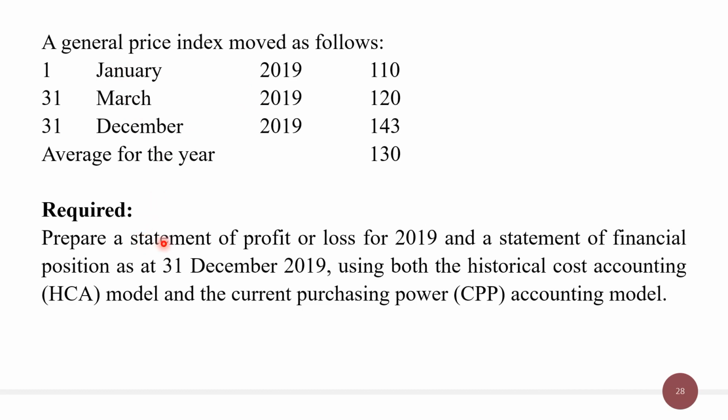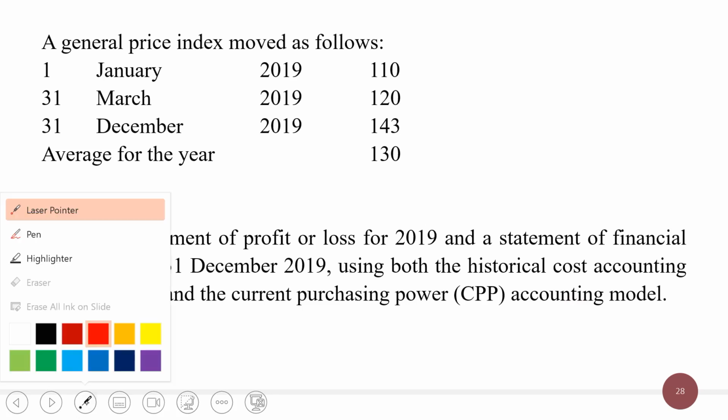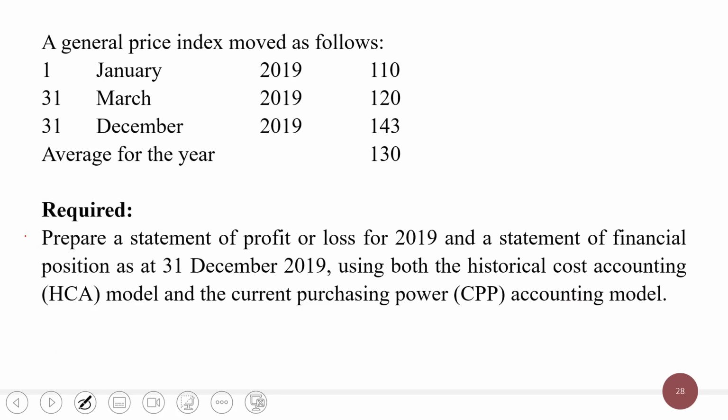Required: prepare a statement of profit or loss for 2019 and a statement of financial position as at 2019 using both the historical cost accounting model and the current purchasing power accounting model. So here you can see that you've been given the indices. And what you should know is that you must learn to apply the price index and the CPP index.